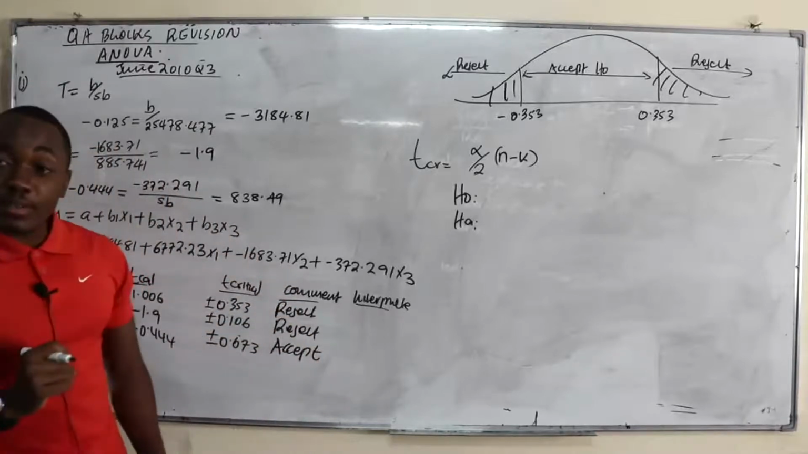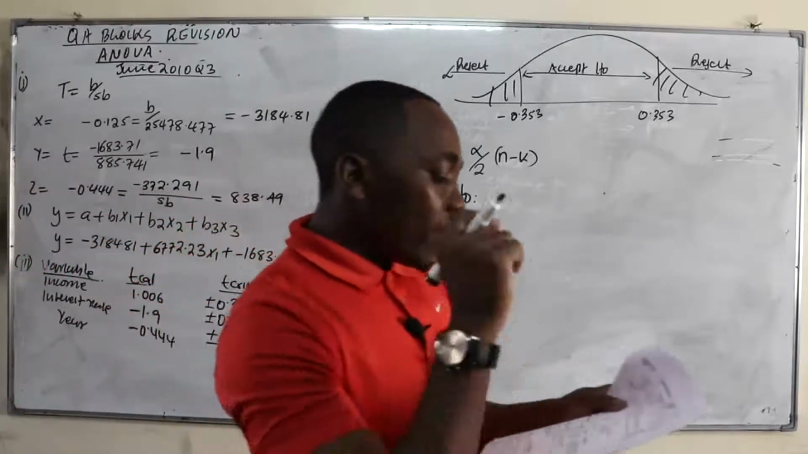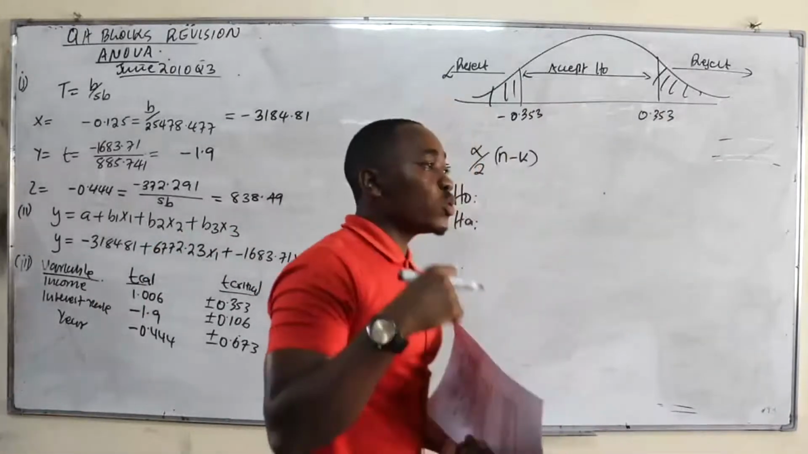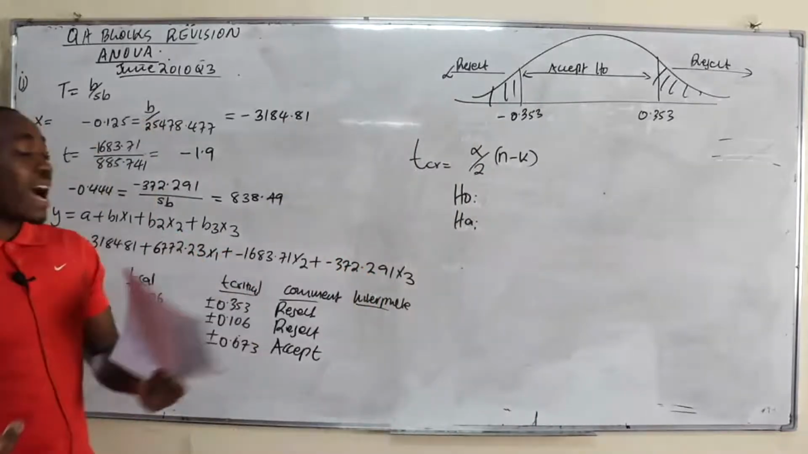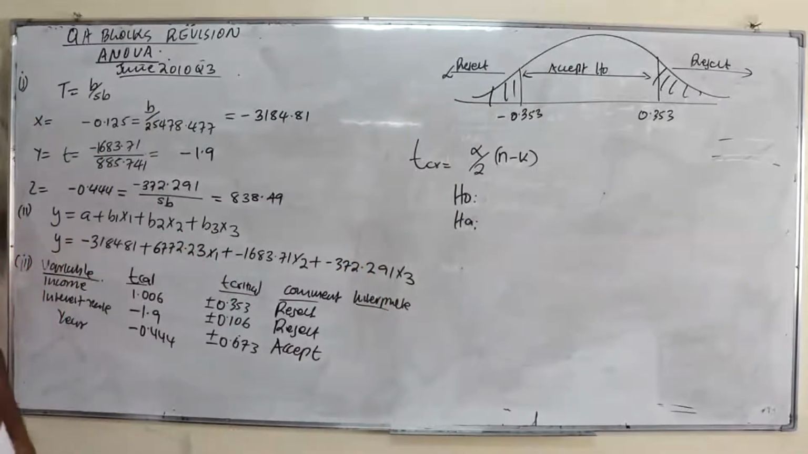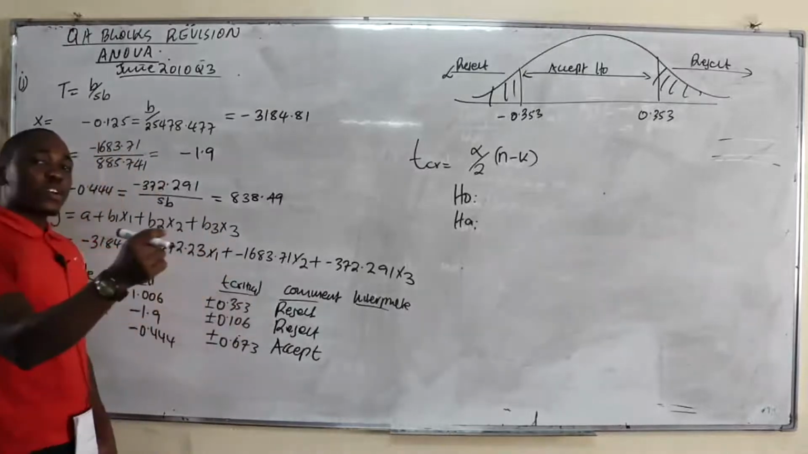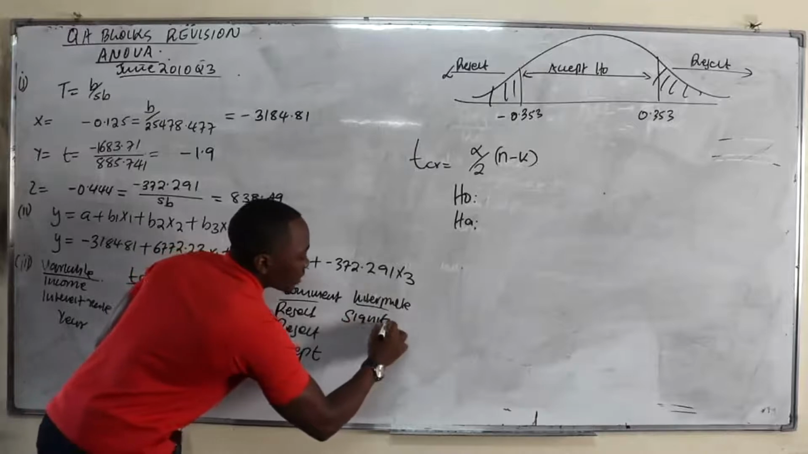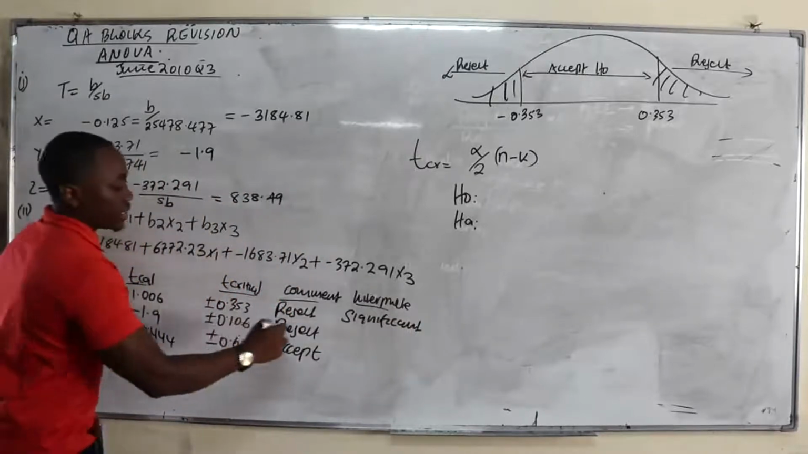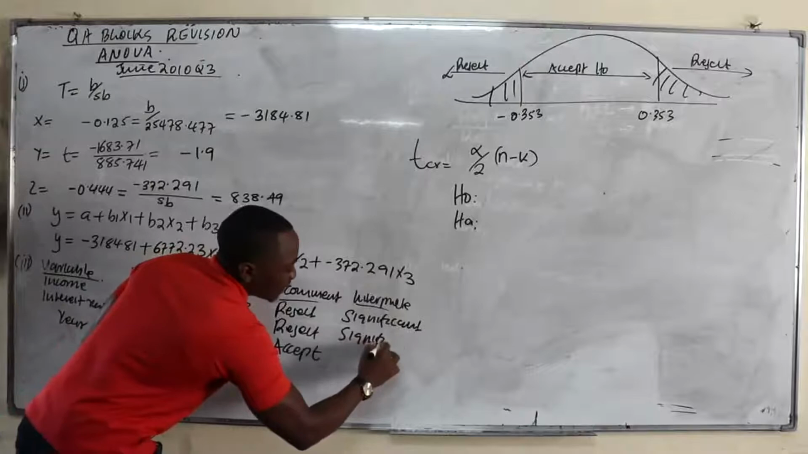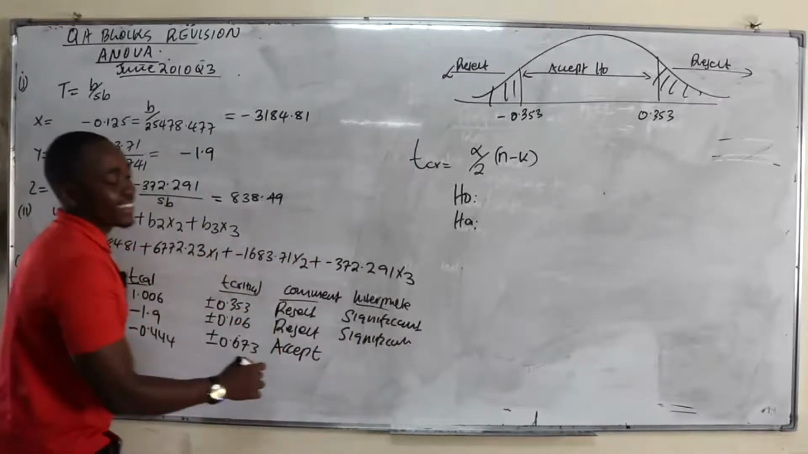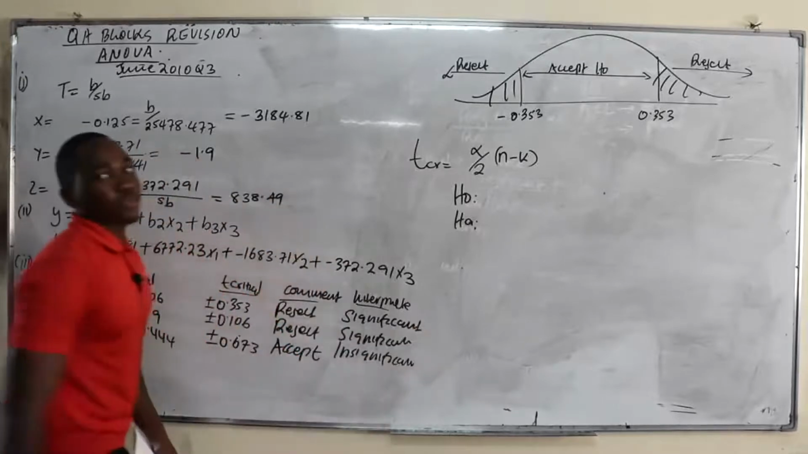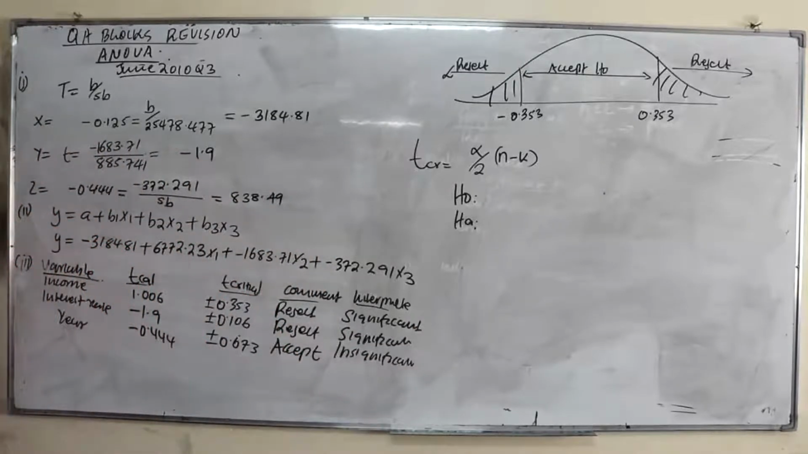So now we need to interpret. Let's read the question. What's the question asking? The dependent variable that may not be useful in the predictor model. We are saying that T is used to determine which of the variables are significant or insignificant. If we reject, is it significant or insignificant? Very good, significant. Reject, significant. Accept, insignificant. Are you together?